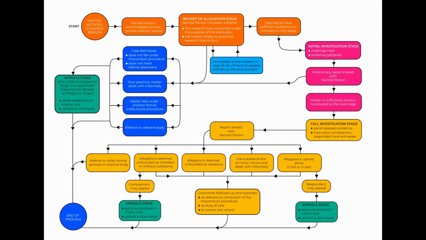As mentioned earlier, the appeals stage shown in green boxes on the flowchart can happen after the initial investigation stage shown in pink, as well as after the full investigation stage shown in yellow. Once all of this has happened, then the process is closed.